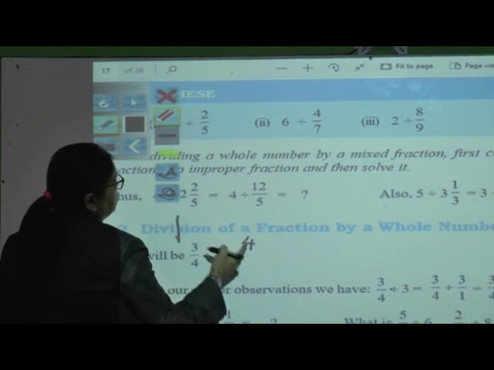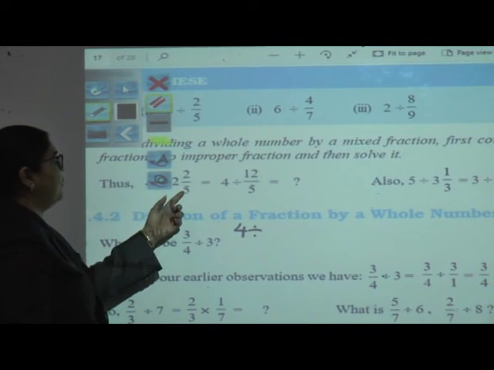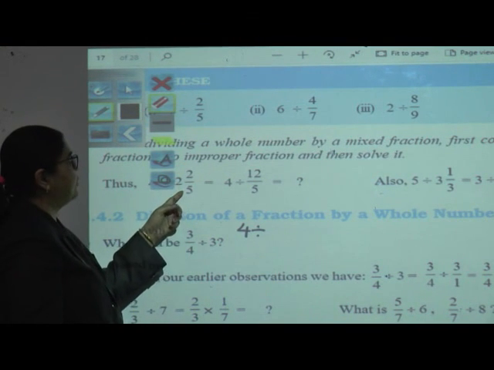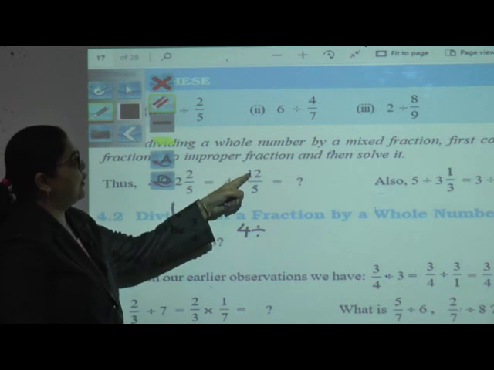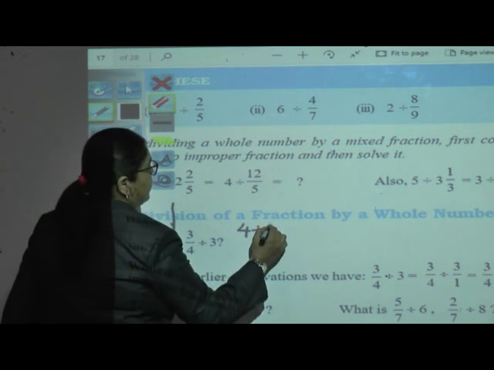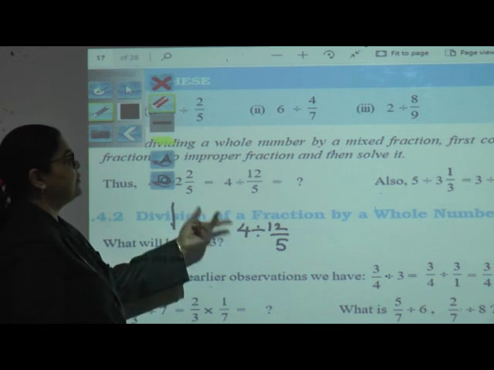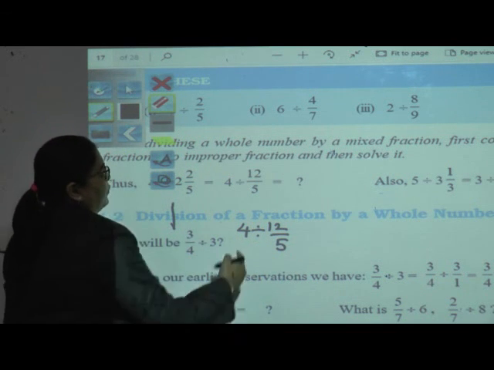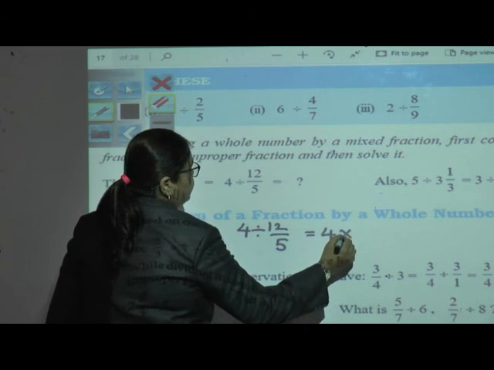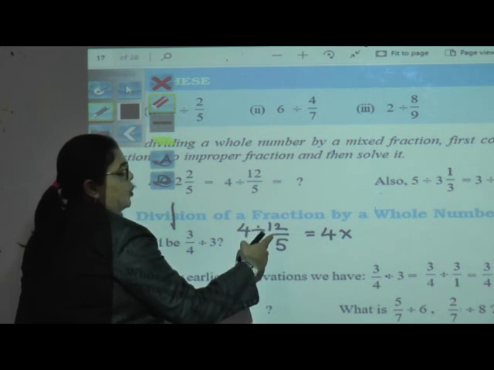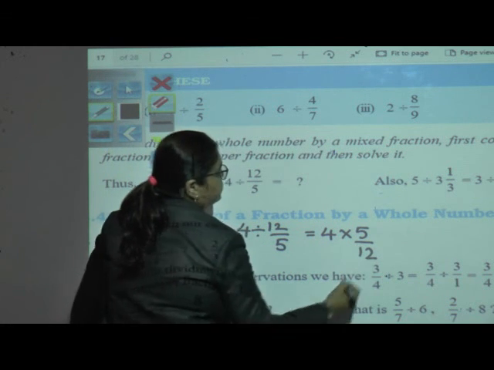So we will write 4 as it is. Division is, we will divide. Here we are having a mixed fraction. So what we will do? We will write it in improper form, that is 5 2s are 10, 10 plus 2 is 12 upon 5. So here will be 12 upon 5. Now what is our next step? Yes, we have to write it in the form of multiplication, that is 4 multiplied by the reciprocal, that will be now 5 upon 12.